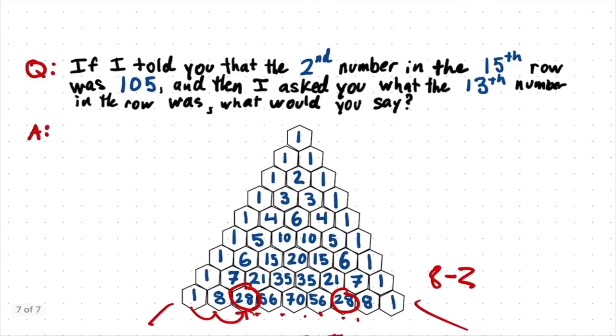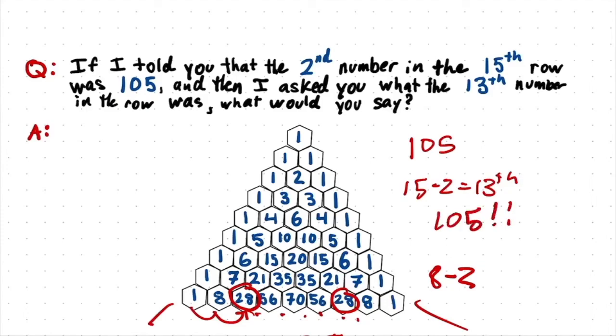So if the 15th row, the second number is 105, then 15 minus 2 is the 13th number, and that 13th number will also be 105 because of the symmetry about that middle axis. So the 13th number in the 15th row of Pascal's triangle is 105. And you don't need to do any addition or any math to figure that out on your own, except for maybe 15 minus 2, if you realize that Pascal's triangle is symmetrical right around that middle line.